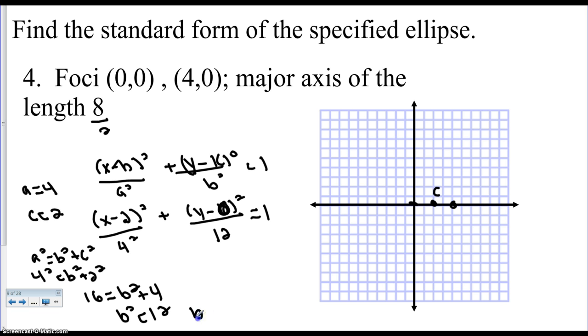Okay, you could say that b is going to be the square root of 12, but what am I going to do? I'm just squaring the square root of 12 to get that. So my equation is going to turn out to be x minus 2 squared over 16 plus y squared over 12 equals 1.